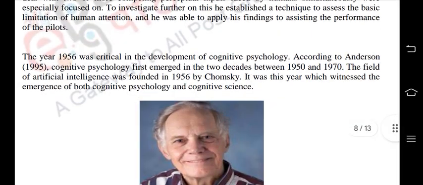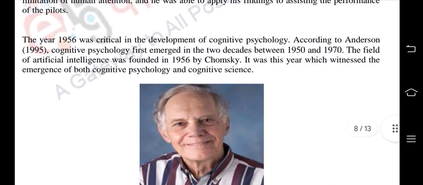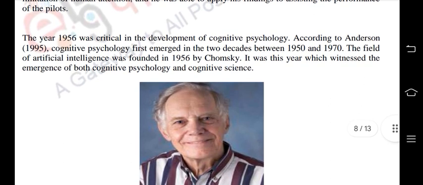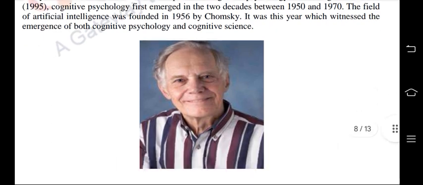The year 1956 was critical in the development of cognitive psychology. According to Anderson, in 1995, cognitive psychology first emerged in the two decades between 1950 and 1970. The field of artificial intelligence was founded in 1956. It was this year which witnessed a scientist's name, I'm not sure about the pronunciation, sorry for that. It was this year which witnessed the emergence of both cognitive psychology and cognitive science.